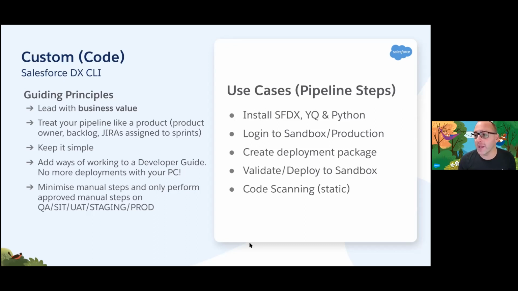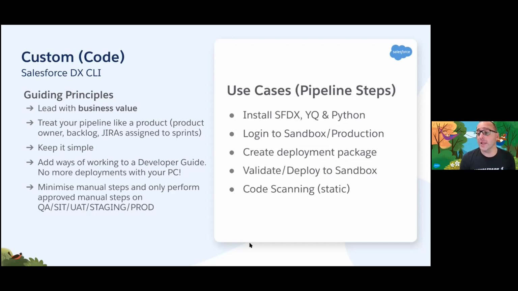Add ways of working to your developer guide. So if you don't have a developer guide today, I recommend you write one. That's your ways of working. What tools do we use? How do we log into our company? Do we have a VPN? Do we have a chat program like Slack? And what tool do we use to deploy as well? You also put your coding standards on there as well. We use Lightning Flow instead of Process Builder.